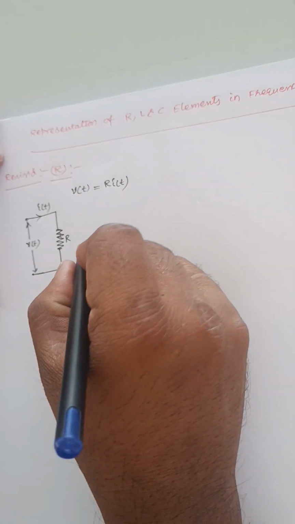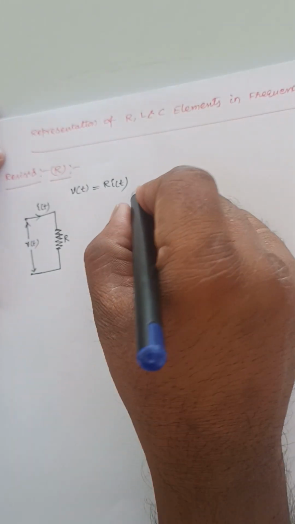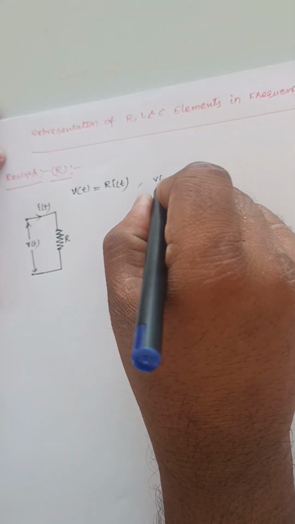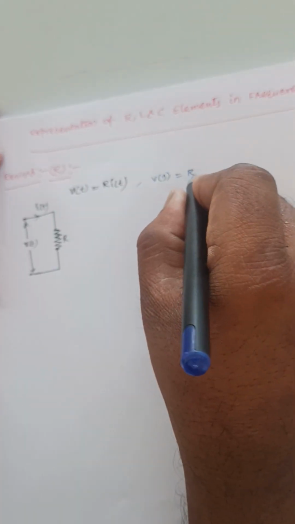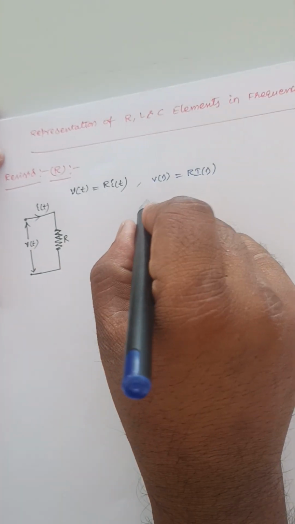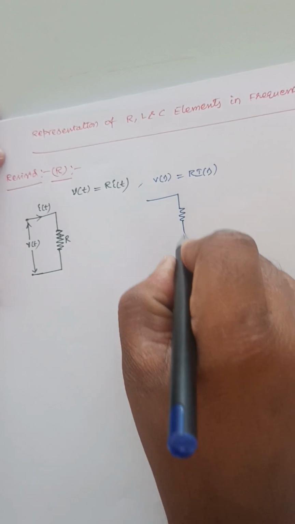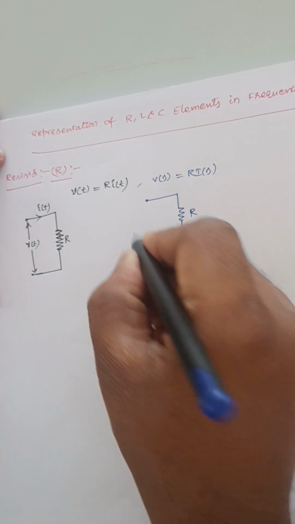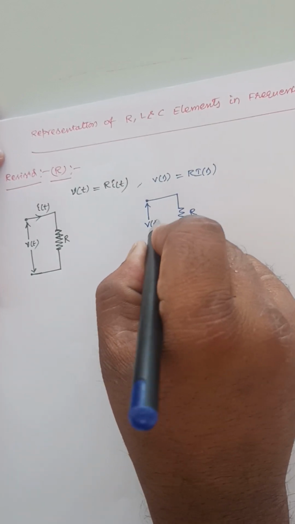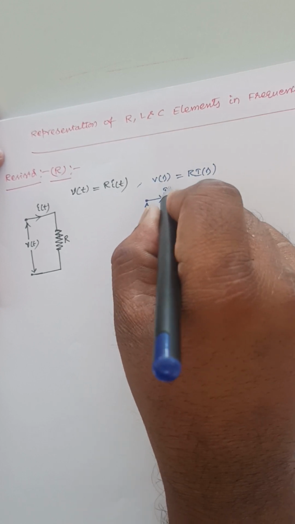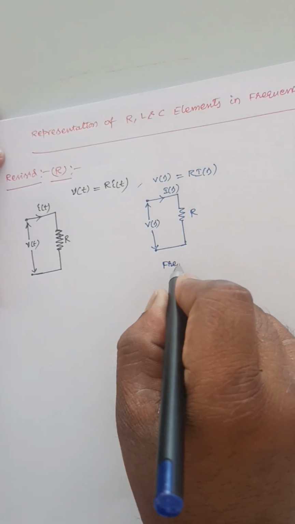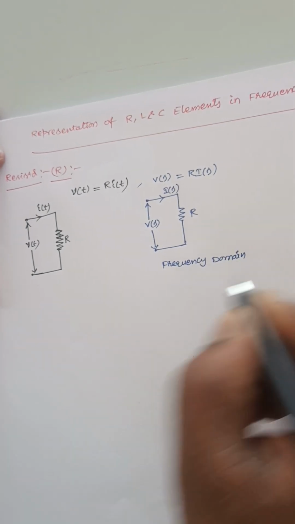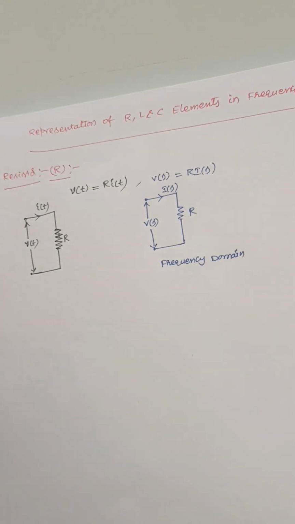In frequency domain resistance, if you apply the Laplace transform for this equation, it will become V of S is equal to R into I of S. So this resistance in frequency domain I can indicate like this. So this is R, this is V of S, this is I of S. So it is frequency domain representation and it is time domain representation.